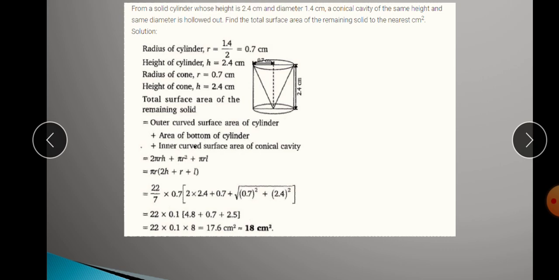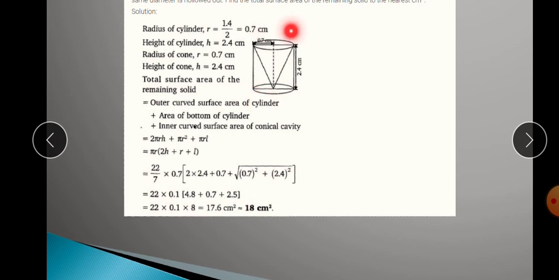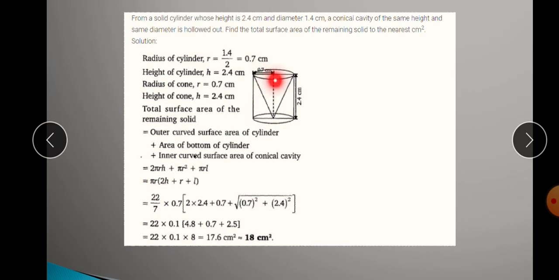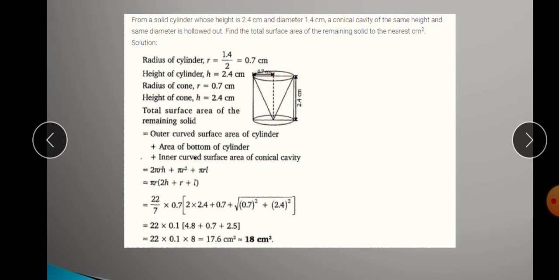Now what is the surface area of the remaining solid? It is the CSA of the cylinder plus the area of the bottom of the cylinder plus the CSA of the cone, the conical cavity. So 2 pi r h plus pi r square plus pi r l. Taking pi r outside: 2h plus r plus l. By Pythagoras theorem, l is 2.5. Add and multiply, and you get 17.6, nearly 18 centimeter square. So the TSA is 18 centimeter square.